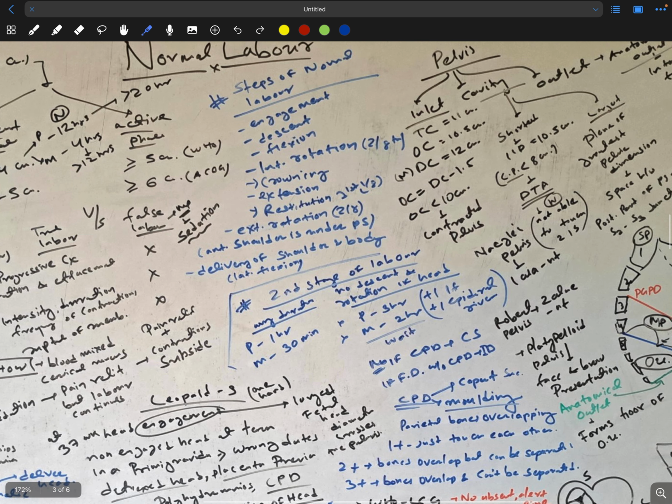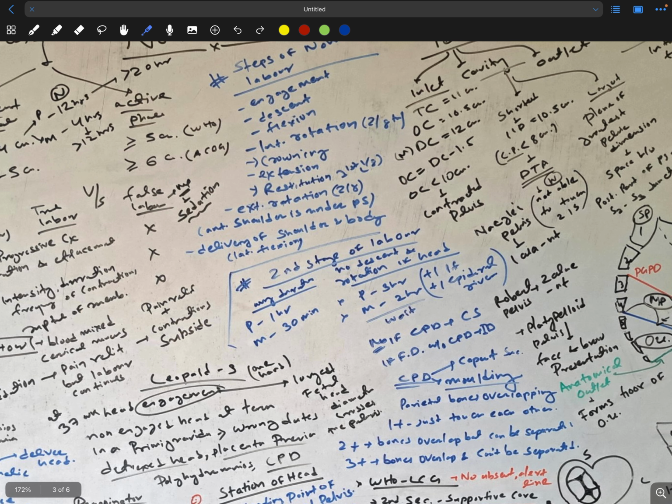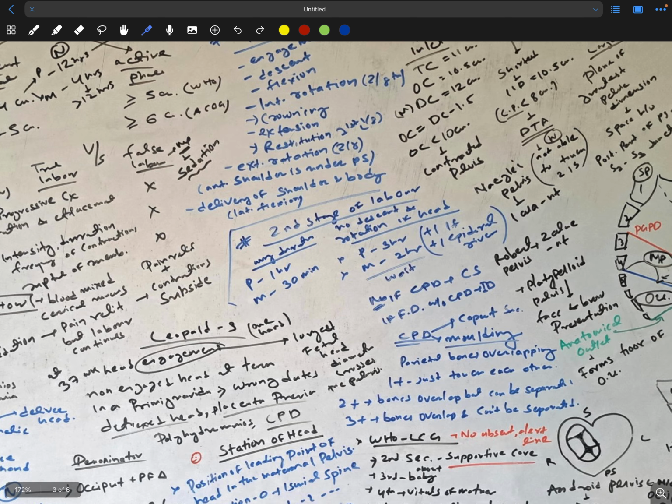For a primigravida, the average duration is 1 hour. For a multigravida, it is 30 minutes. If there is no descent and rotation of the head, for a primigravida it is more than 3 hours, and for a multigravida more than 2 hours. And we can add 1 hour if we are giving epidural anesthesia, because it slows the process.